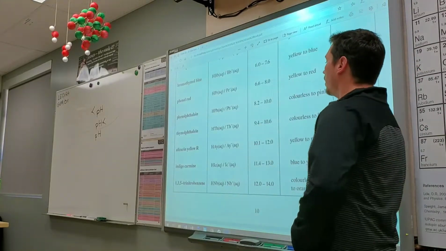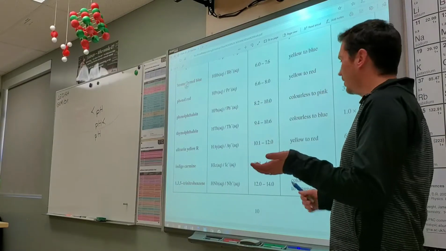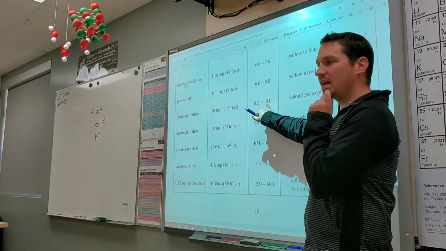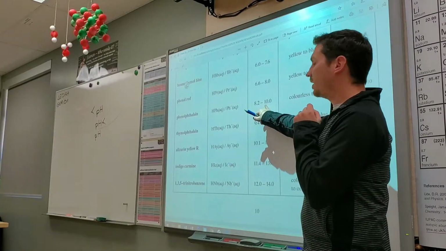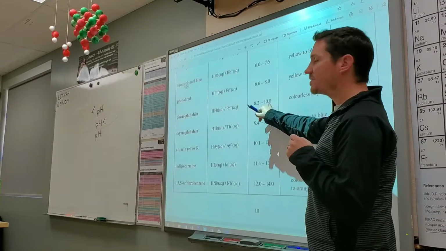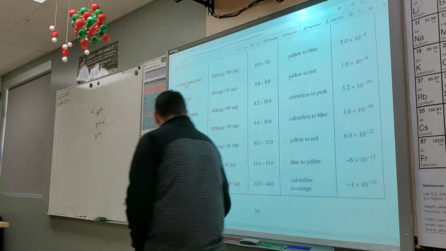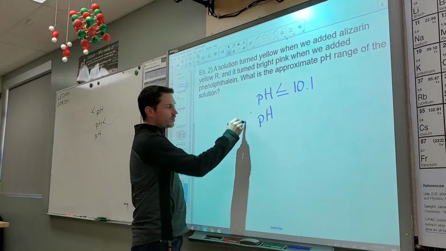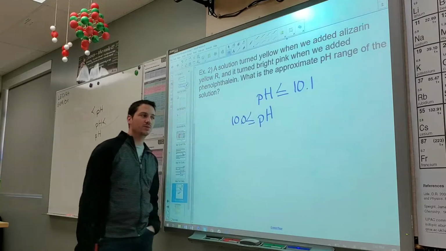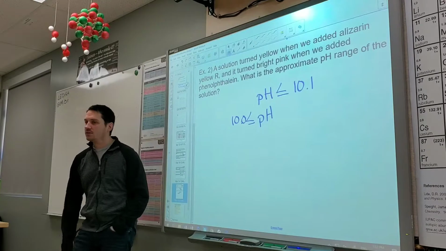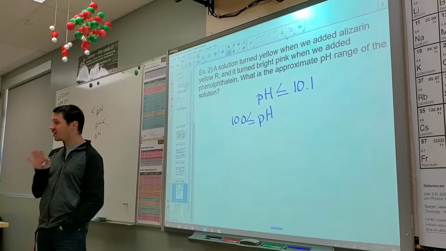But okay, let's take a look at this. If it's pink, well then what could we be? We could be 10.0. Could we be any less than 10.0? No. What about any more than 10.0? So this represents our lower boundary. We cannot be lower than 10.0. We have to be greater than or equal to 10.0. So what's our pH range? 10.0 to 10.1. Okay, is that okay?